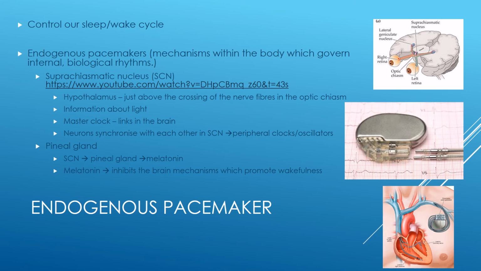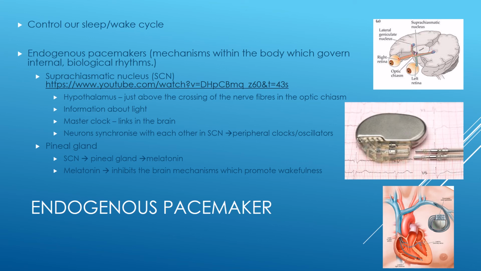And again, if you have a look at the very, very top image, don't worry about being able to name everything. However, you do know that the optic nerves cross because of lateralization. So the left eye goes to the right side of the brain, the right eye goes to the left side of the brain. And just where they cross, that is where it's placed. That's because it's the best place to get information about light, in the middle of the eyes. It's called the master clock because it links to the brain and controls other areas of the body.